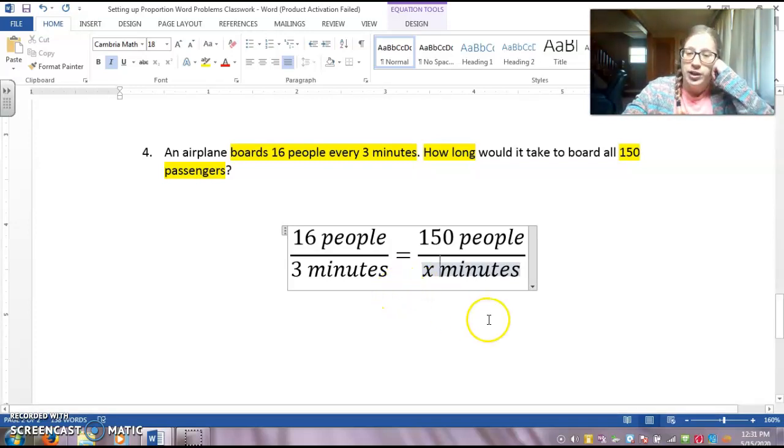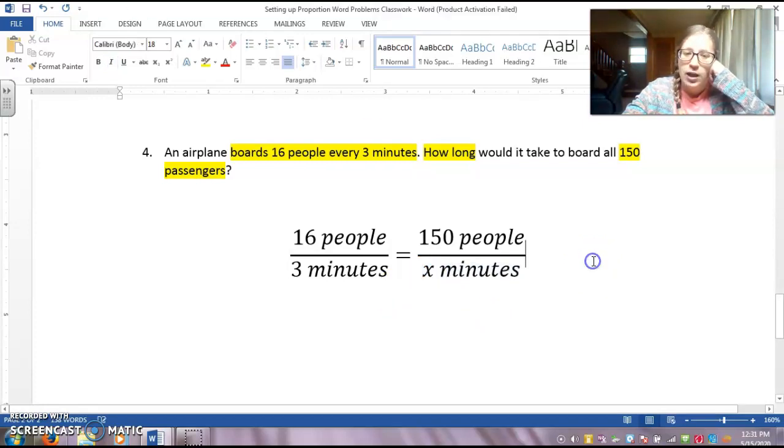Once you have that information set up, you are now capable of doing cross multiplication, okay? Remember, with cross multiplication, your big thing I want for you guys to do is if you are taking 16, you must go across the equal sign to multiply by X. 3 across the equal sign, multiply by 150. And then you're going to solve the equation to figure out what does X equal. And in this case, X represents the amount of time in minutes.